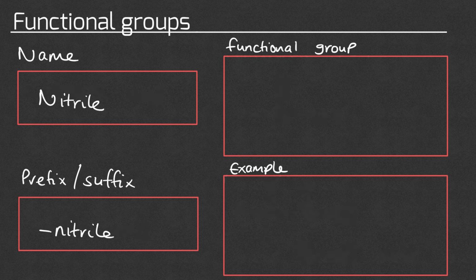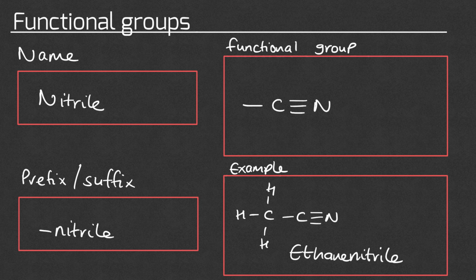Nitrile functional groups just have the suffix nitrile. The functional group for a nitrile is a carbon bonded to a nitrogen, and it has a triple bond between them. So for example, this would be ethane nitrile. They're named a little bit differently, where nitriles are just named using the name of the alkane and then putting nitrile at the end. So ethane nitrile.